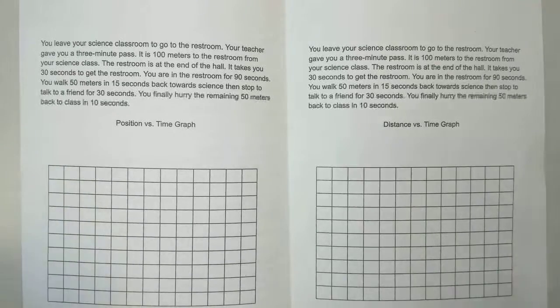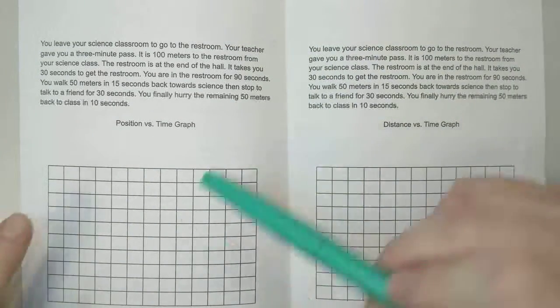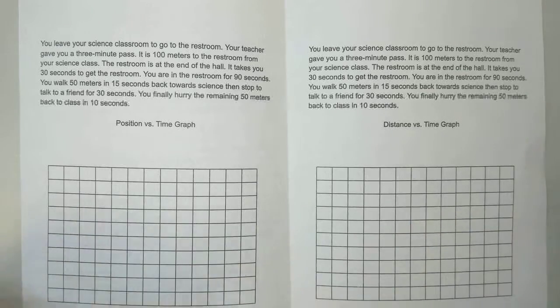If we open this up inside, you see that on one side it talks about position versus time, and on the other side distance versus time. It's the exact same story. It's describing the motion of you walking down the hallway, and we're going to use this story to create a graph. One will be a position versus time graph, one will be a distance versus time graph, and this will help us compare and see the differences in those 2 graphs.